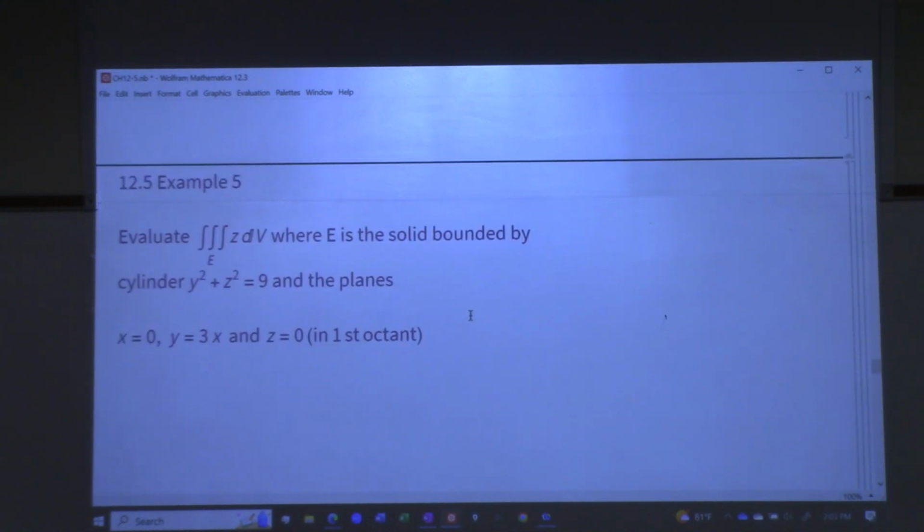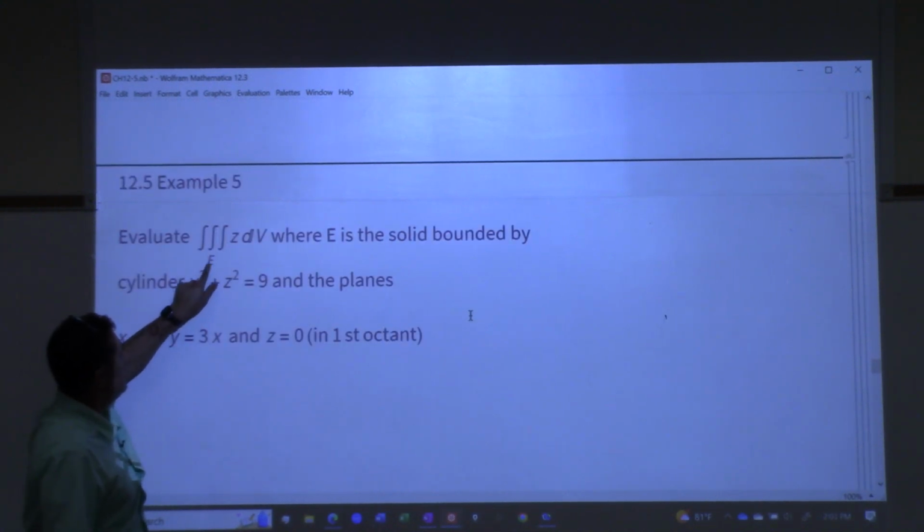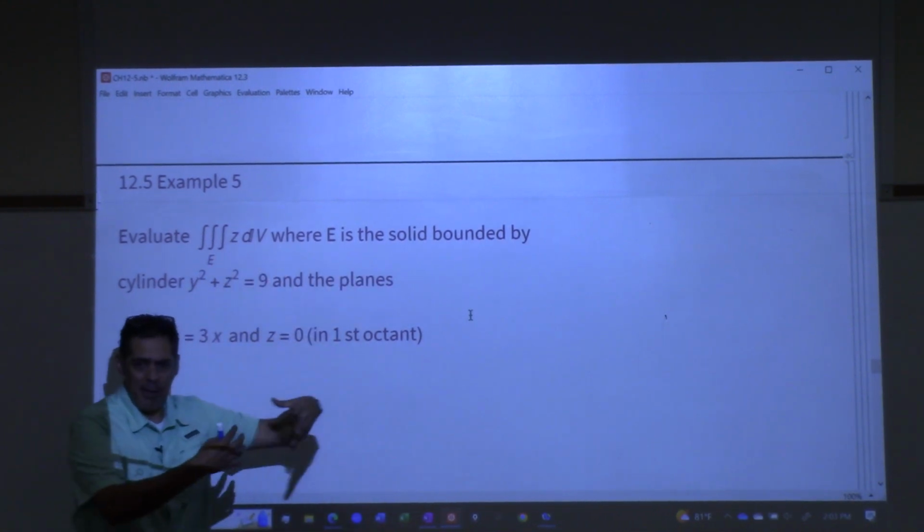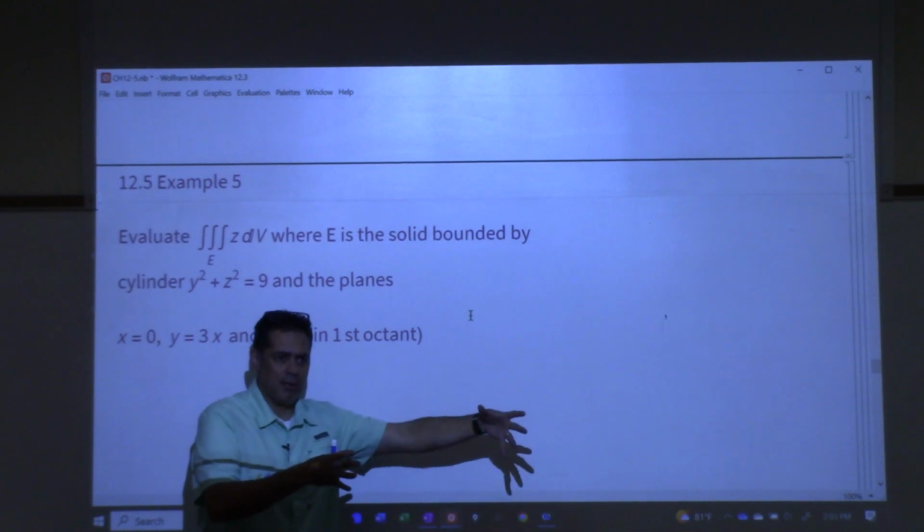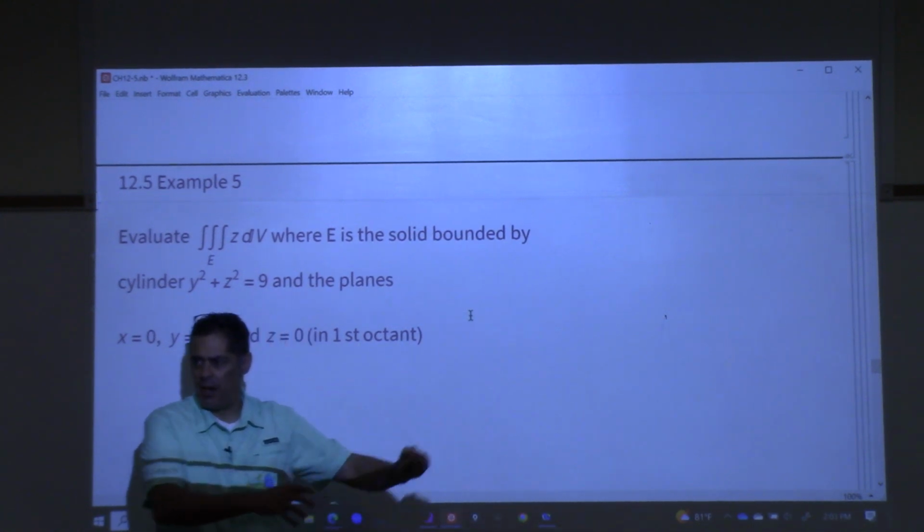I said evaluate this triple integral over E of, look at our scalar function here, z dV, right? And then we set up the integral. We didn't do the work, right? But we set up the integral, and we didn't do it. We just left it there.